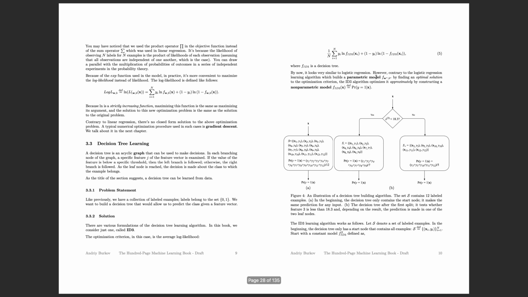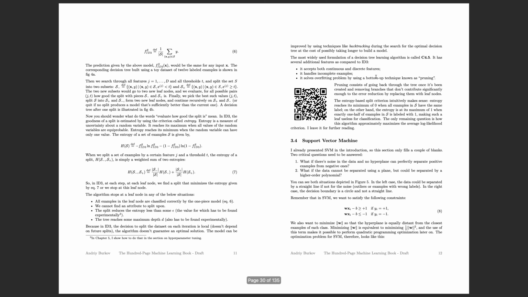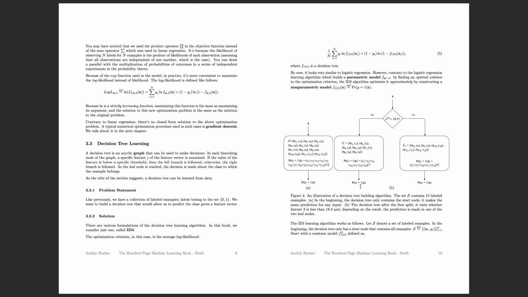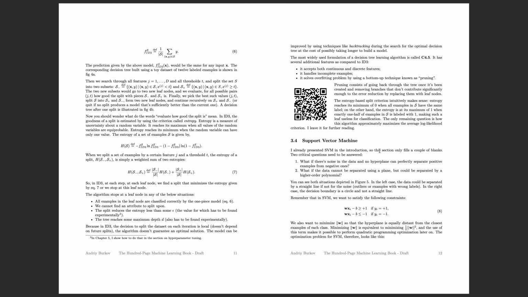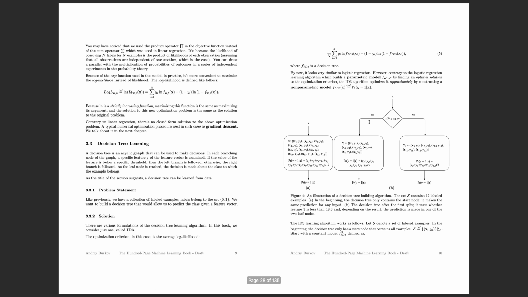So rather than saying you give me only categorical features or only continuous features, it accepts both, right? And it handles incomplete examples, and mainly it solves the overfitting problem. This is the main use. It solves the overfitting problem by using a bottom-up technique known as pruning. So what is pruning? Once this tree has been completed and you have reached the result, pruning checks which branch is not helping significantly in error reduction and removes that branch.